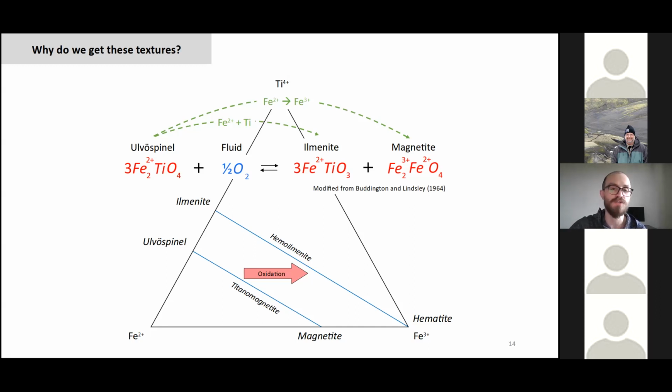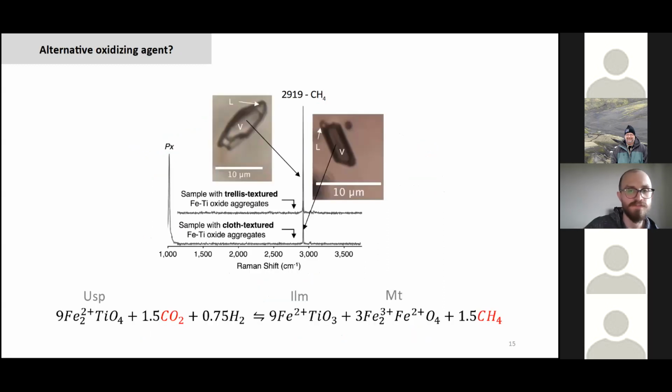Consequently, this would also have generated a significant amount of alteration, which at least in the Eastern Gabbro, we don't see. And what we do see in the Eastern Gabbro are fluid inclusions in both pyroxene and apatite that contain carbon dioxide and methane.